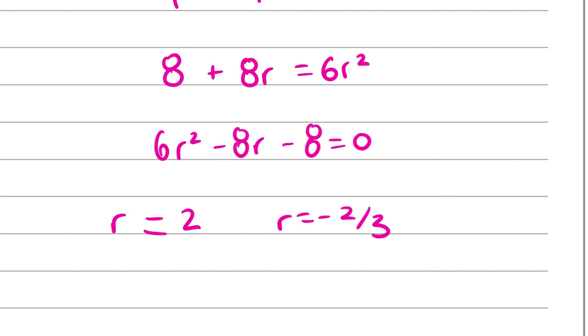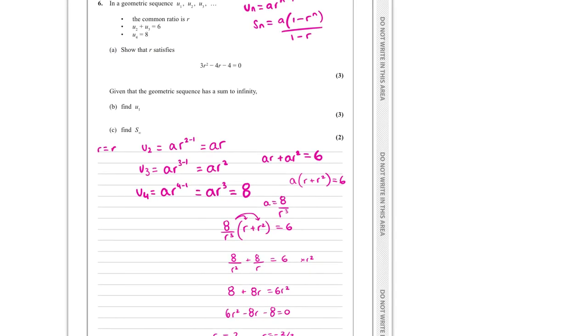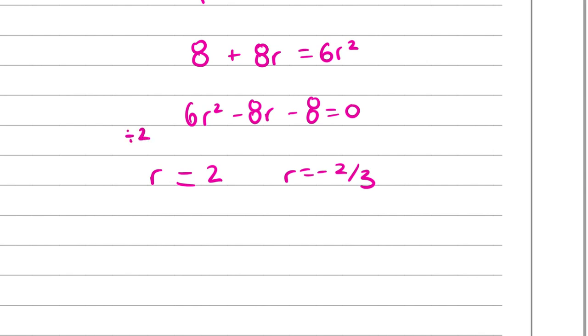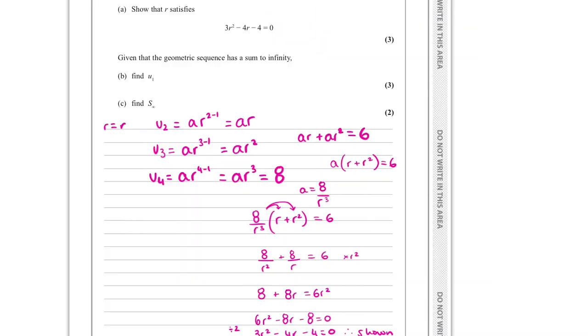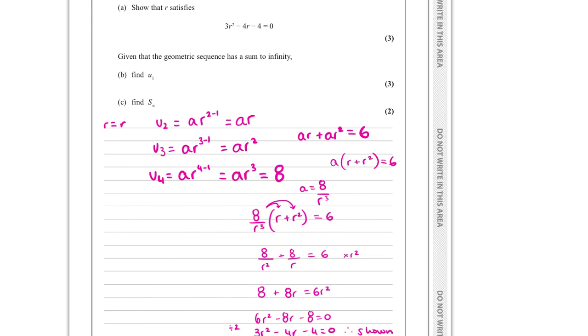So we have two values. Now we should always double check the question. Did it tell us r is positive, negative? What did it say? Oh, it didn't. Right, we've gone ahead of ourselves. It says show that r satisfies this equation. So actually what we need to do is divide everything by 2, so we get 3r squared minus 4r minus 4 equals 0. Therefore shown. Now I know we solved it, but let's just put a pin in that for the moment. We might need that in part B. Okay, that's part A done.